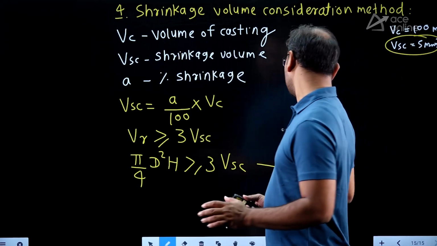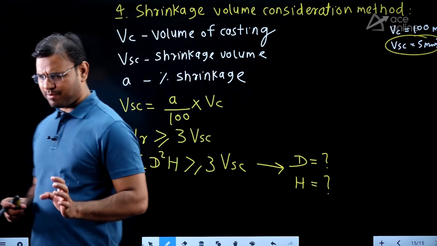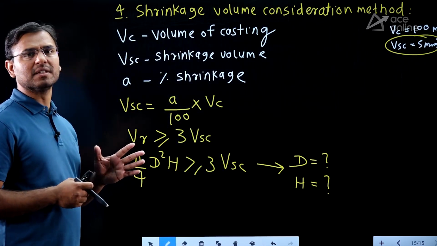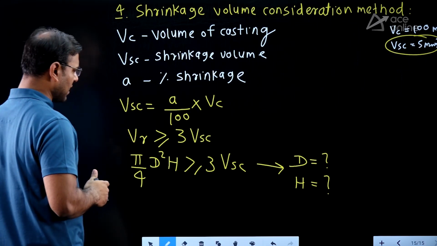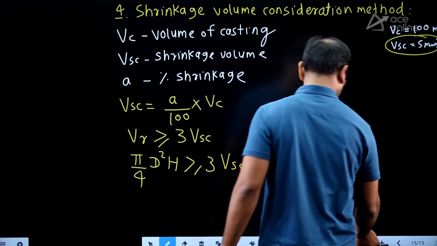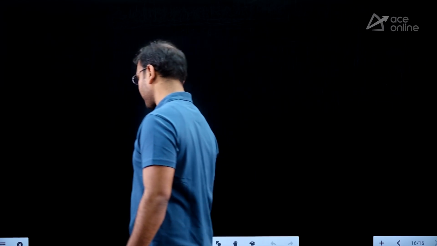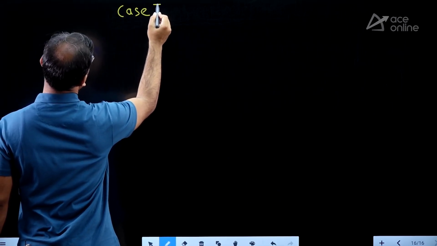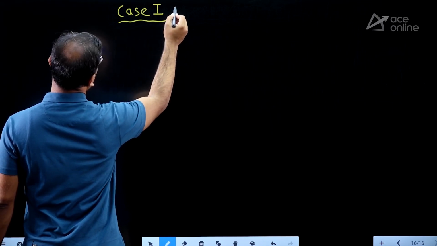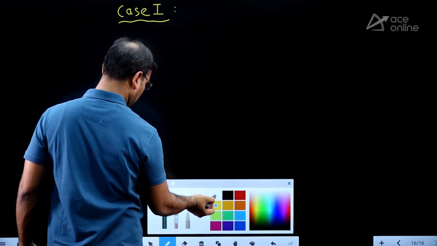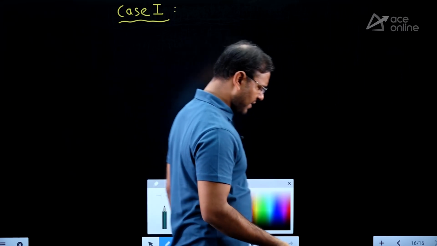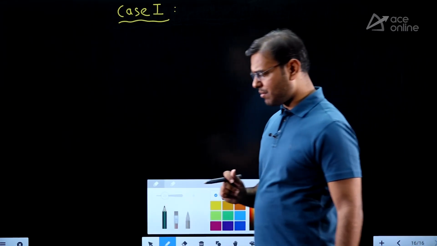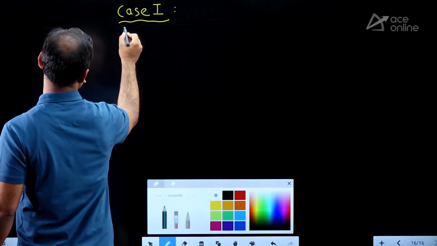Okay, but guys, here we can get the value of d and h, and many people are saying that the shrinkage volume consideration method is over, but no, this method is not over. We need to go with the checking. We have to check here, and for the checking we have two cases. I am writing here case 1. Then guys, here we have to study two cases. Then what is case 1 here? Case 1 is tau r must be greater than or equal to tau c.